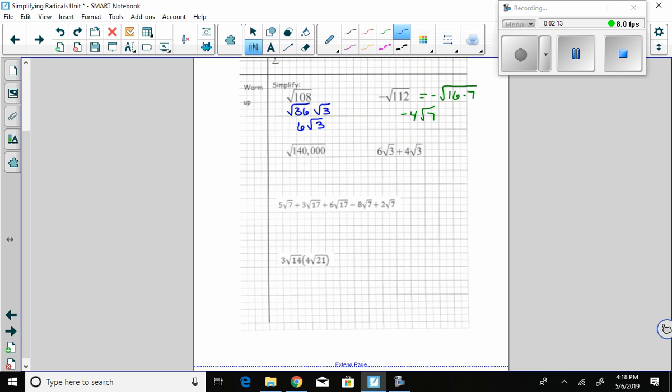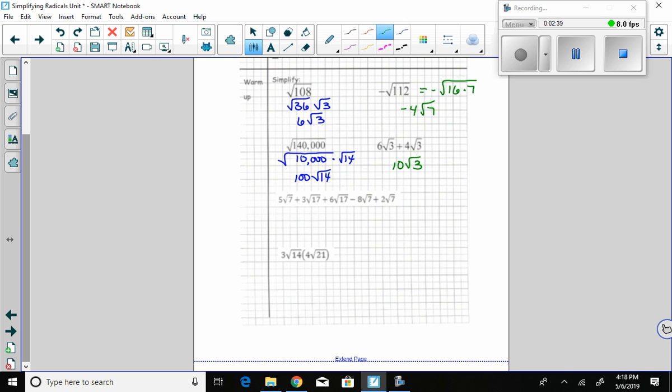140,000, right? That's going to become the square root of 10,000 times the square root of 14. And the square root of 10,000 is 100, and then times the square root of 14. Next, we can just add those. So 10 root 3, that one should have been pretty straightforward for you guys.